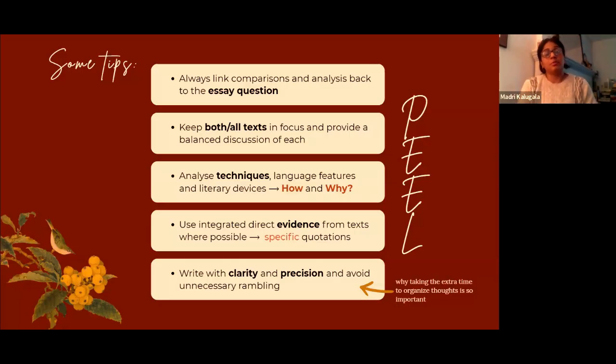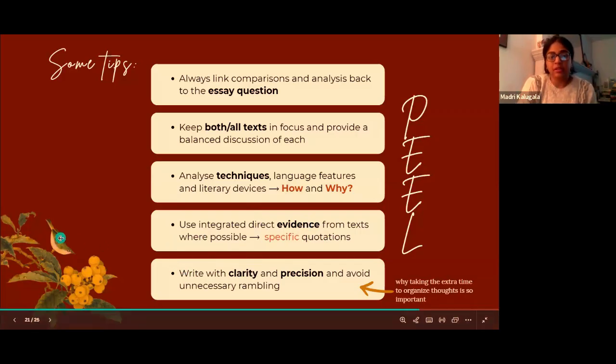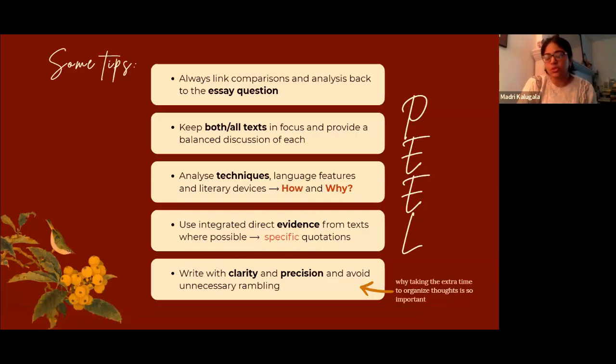And how you do that is up to you. You have to decide and explore and experiment, but it's just something to keep in mind. So, like I said, use specific quotations, and finally, write with clarity and precision. Most important: know your point, know what you're going to say, focus on it and write it. Try your best not to ramble.